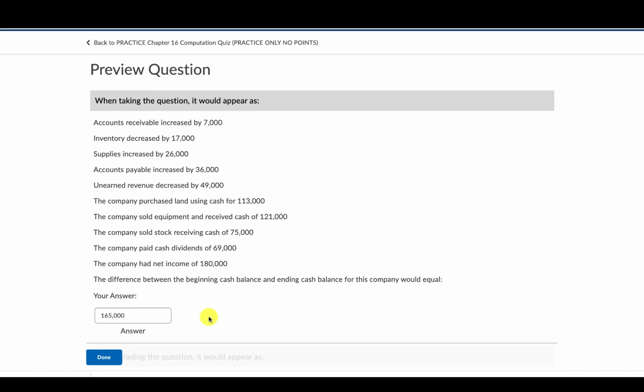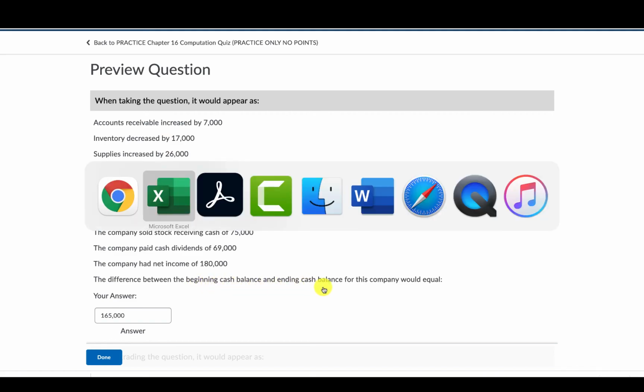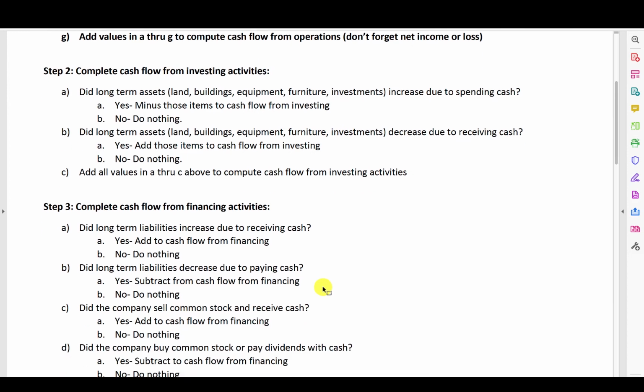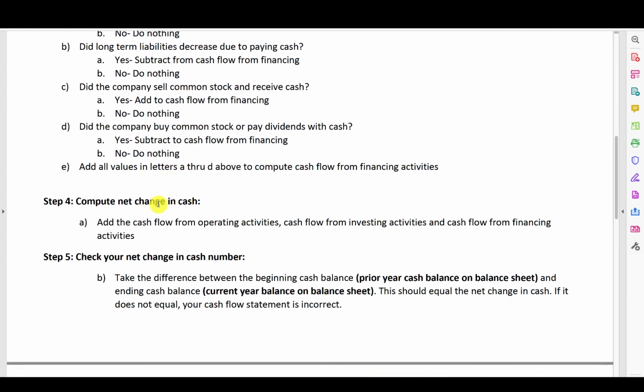$165,000, that is your answer. Okay, so when they ask for the difference between the beginning cash balance and the ending cash balance, remember that's the same thing as asking for the net change in cash, which is the sum of operating, investing, and financing activities. All right, good luck.